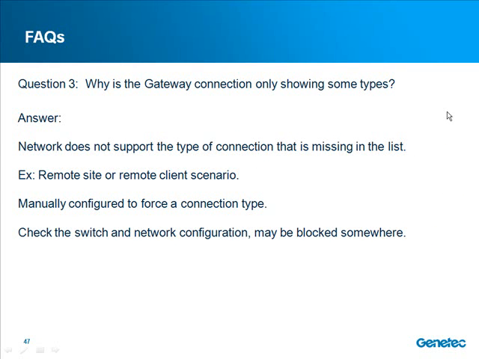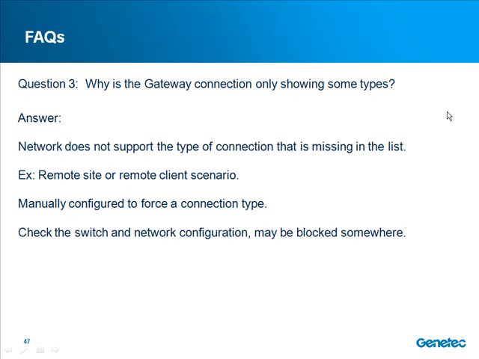So question 3: why is my gateway connection only showing some of the connection types? If you're only seeing certain connection types between an application or service, it may be that the network does not support the type of traffic that is missing between it. For example, if you have a live viewer that only shows UDP and TCP, it may be on a remote network that does not support multicast. This could also have been manually configured as we described in the previous question.